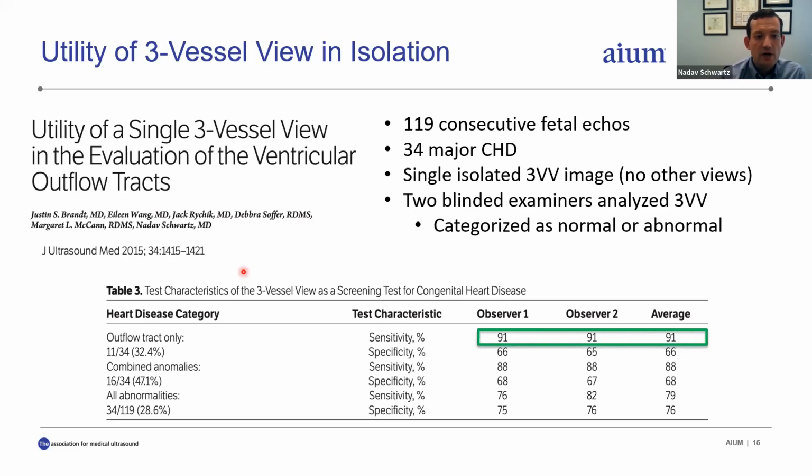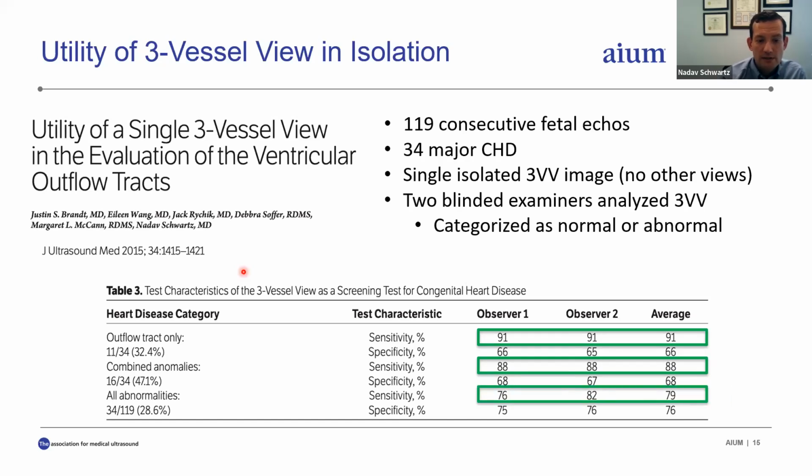And sure enough, we saw that both evaluators were able to detect over 90% of outflow tract anomalies just by a single three-vessel view with no other pictures. And combined anomalies, when there was both a four-chamber and an outflow tract component, it still picked up almost 90% of anomalies. And if you take all anomalies in total, including ones that might have been isolated in the four-chamber view, it still picked up around 80% of cases.